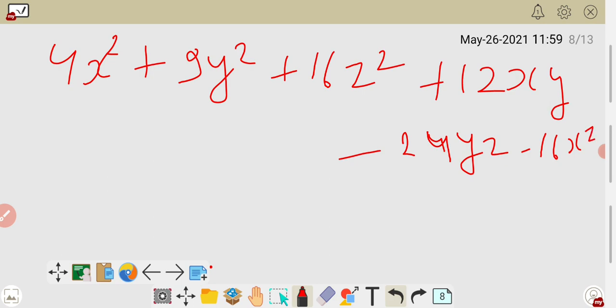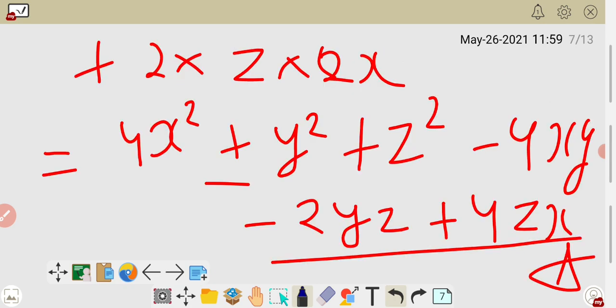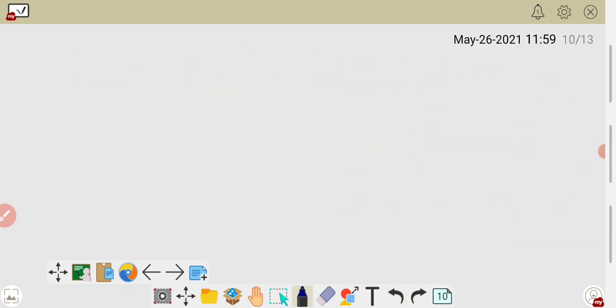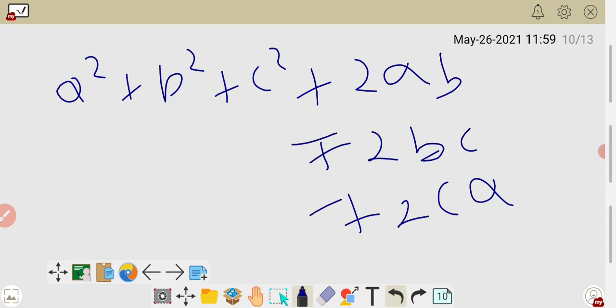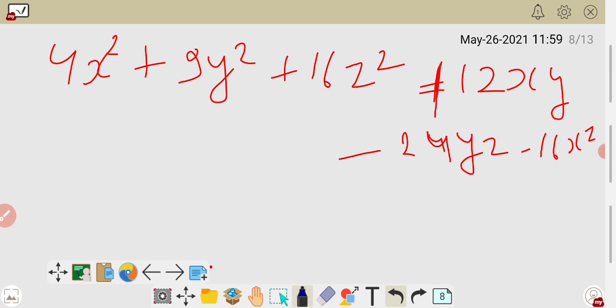Now the formula you have to remember: a square plus b square plus c square plus 2ab plus 2bc plus 2ca. When you compare that question with the formula, all are positive in the formula. In your question, one term is plus, but the others are minus. So it means that one variable is negative. Now you have to decide which one is negative.